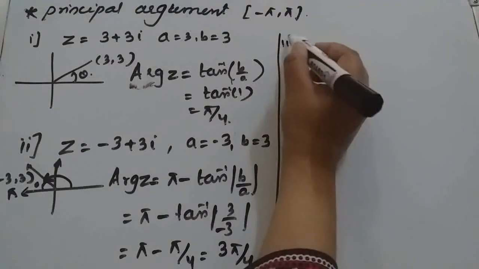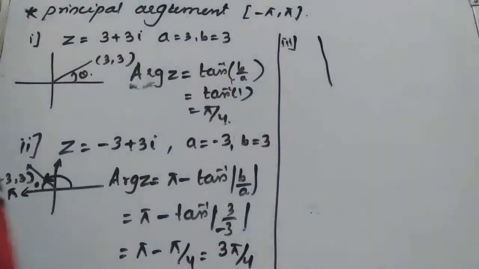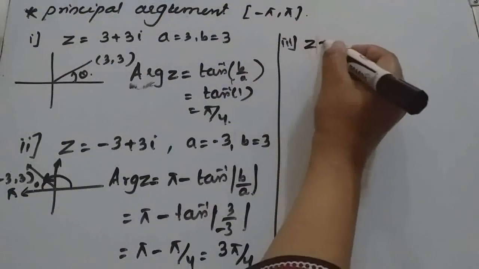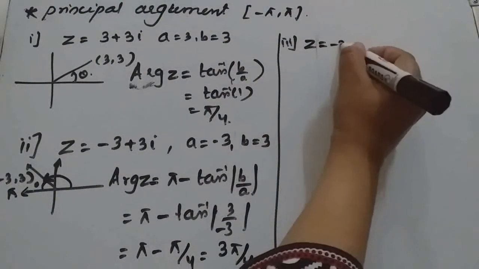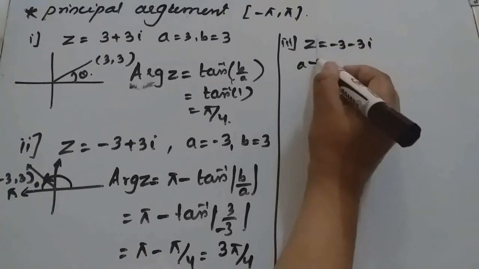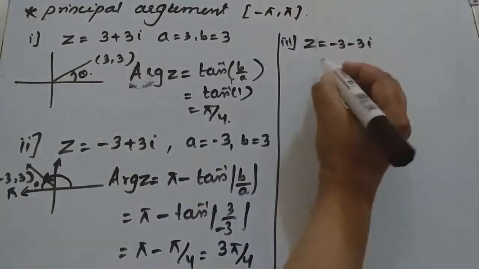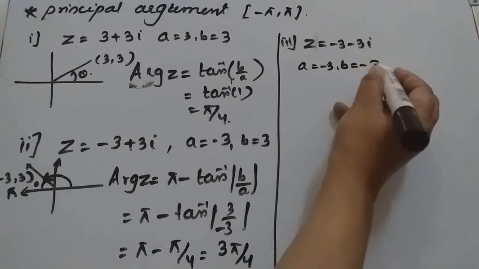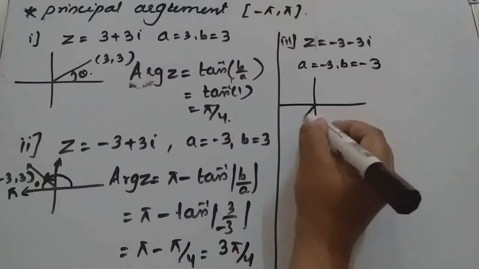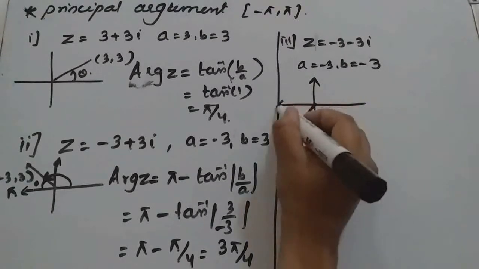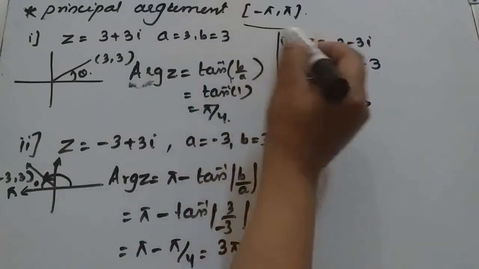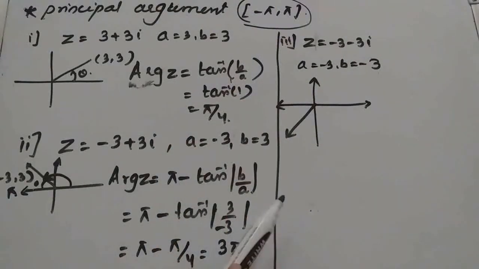Now for the third case, that is in the third quadrant. So let z be minus 3 minus 3i, both negative. A is negative, b is negative. So a value is minus 3, b value minus 3. So that means it is in the third quadrant. So see, now the domain is what? Principal argument. So in case 3 and 4 it will change. For case 1 and 2 both values will remain the same, principal argument and simple argument. But for case 3 and case 4 it will change.